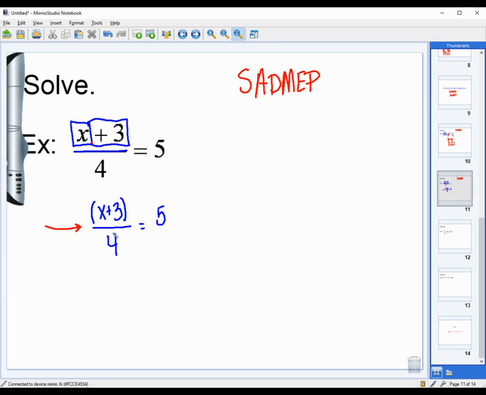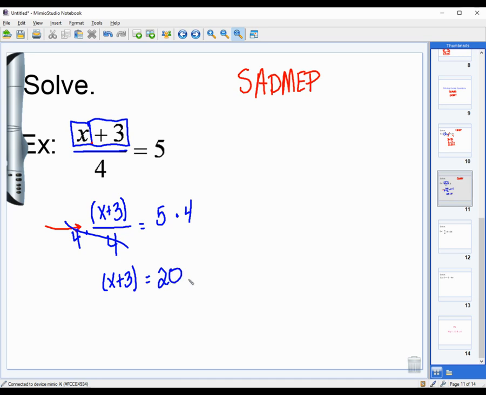So since we are dividing by 4, we're going to need to do the opposite, which would be multiply by 4. We're going to want to multiply by 4, and then make sure we hit that on both sides. Whatever you do to one side, you've got to do to the other. Those are going to cancel, so we're left with x plus 3 is equal to 20.